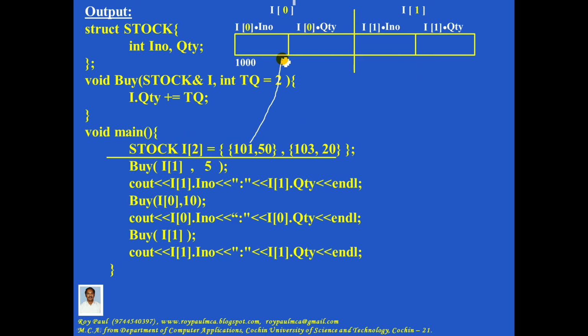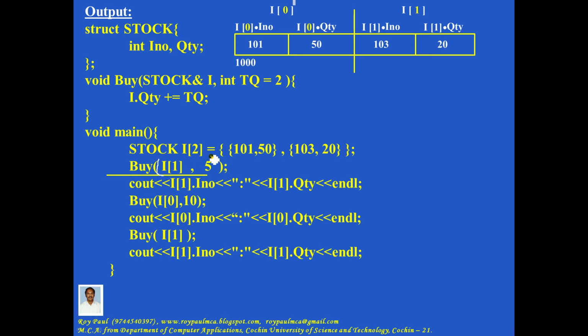After that, the initial values come in the memory locations. Here there is a comma, which means this is the initial value for the first variable and this is the initial value for the second variable. So 10150 comes here and 10320 comes here. So memory is completely allocated for the array I. Now control goes to the next line.